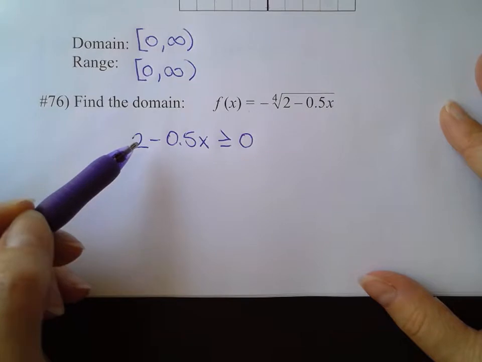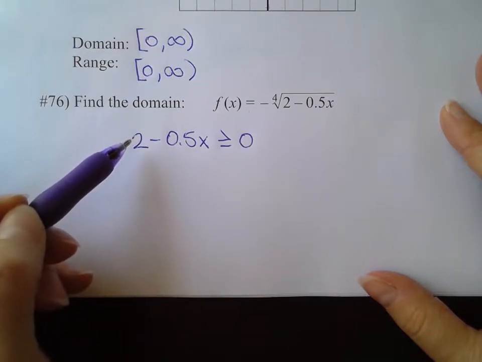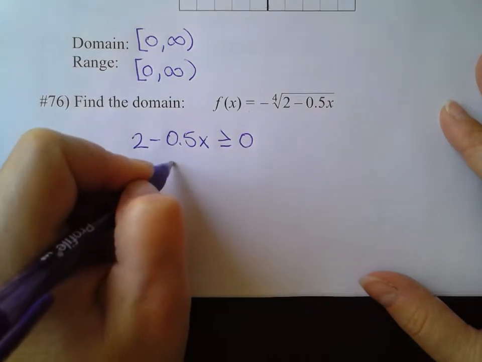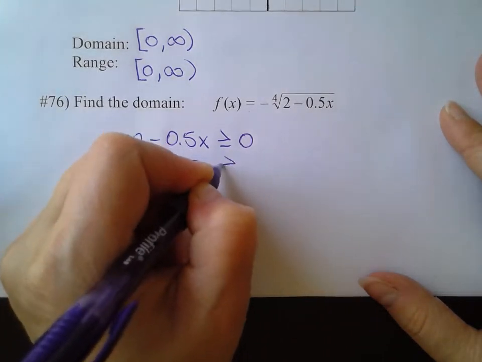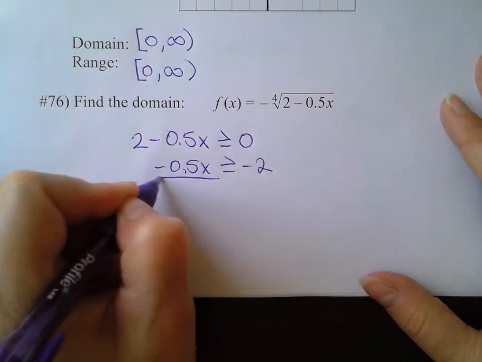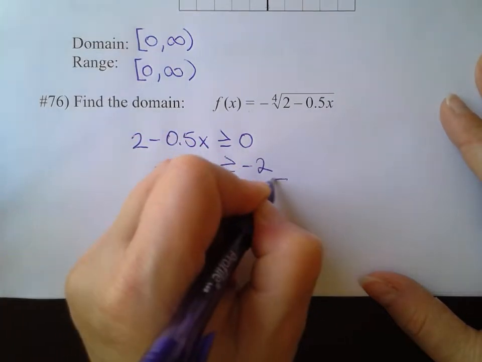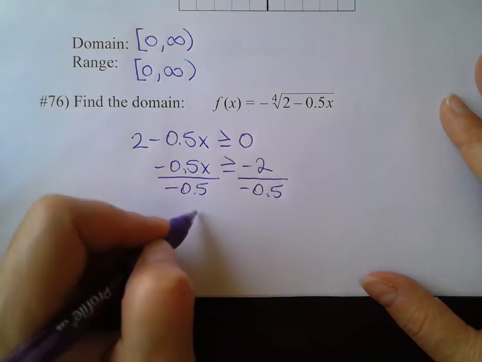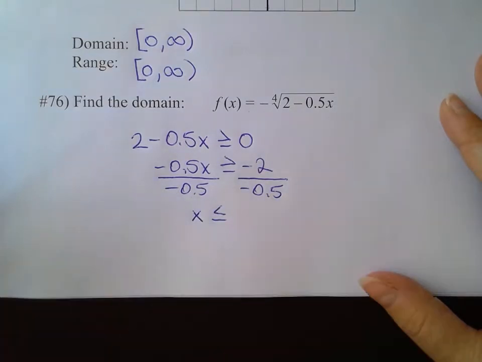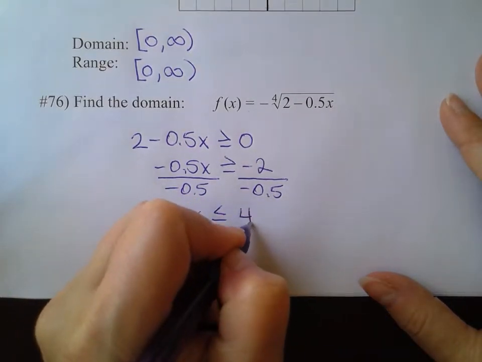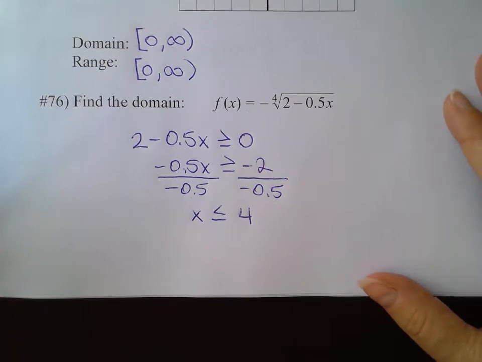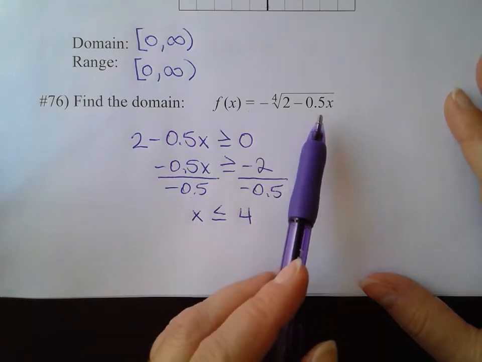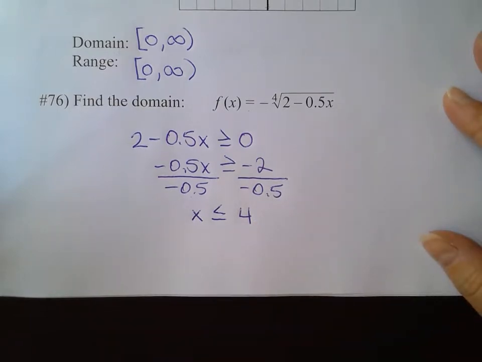This is the domain. I just need to solve for x now so I can be more specific when I talk about it. So I'm going to subtract the 2 over to the other side, and divide both sides by negative 0.5. Because it is a negative that I'm dividing by, I do have to flip the sign. So I'm going to get x values less than or equal to 4. Any x values 4 or smaller will work in this function and allow me to calculate a y value.